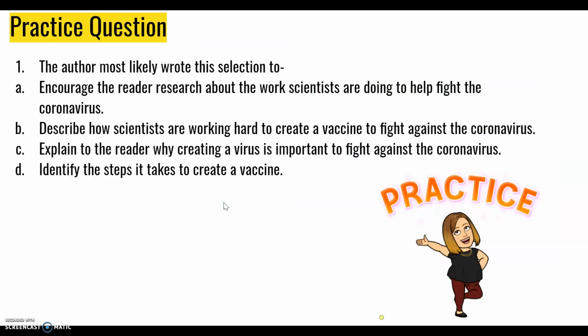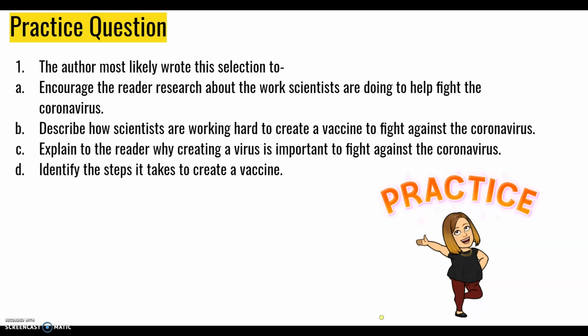I am going to go ahead and start off with a practice question. When you are asked about the author's purpose, a question might look like this. And our question that I'm going to be practicing with you guys is this. The author most likely wrote this selection to. A, encourage the reader to research about the work scientists are doing to help fight the coronavirus?